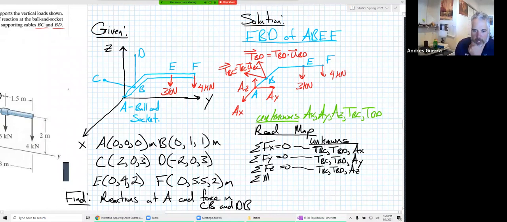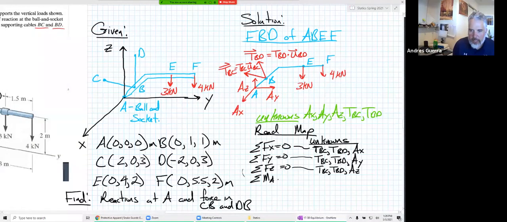So if we sum moments, we're going to do X, Y, Z, but we also have to pick a point. What point can we sum moments about and get rid of a lot of unknowns? Anyone? What point should we sum moments at? Yeah, point A. Because if we sum moments at point A, AX, AY, and AZ do not cause a moment about point A. So that means we got rid of all those unknowns from that equation.